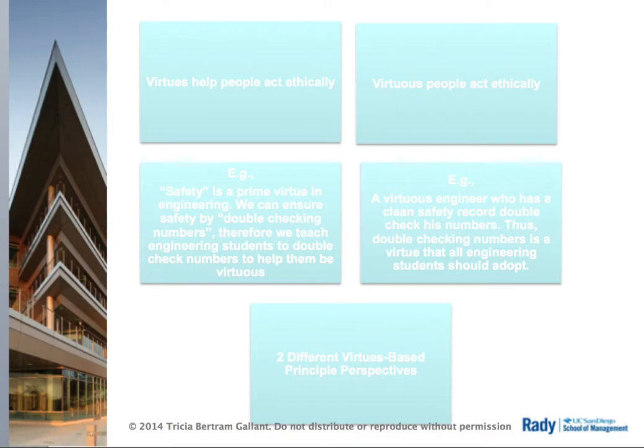The other perspective says that virtuous people act ethically. For example, a virtuous engineer who has a clean safety record double-checks his numbers. Therefore, double-checking numbers is a virtue that all engineering students should adopt. Neither is wrong nor right. It's just two different ways to go about this virtues-based principle. You can see that they get to the same result.